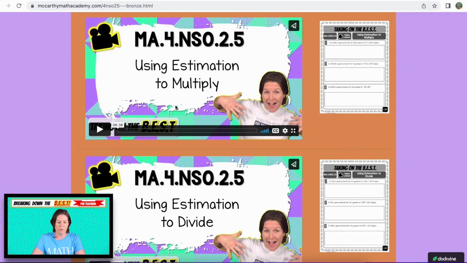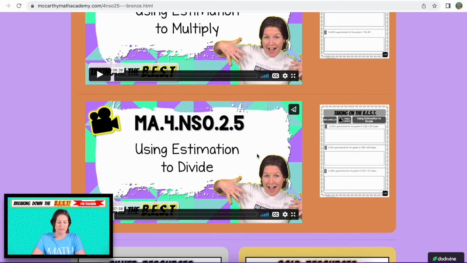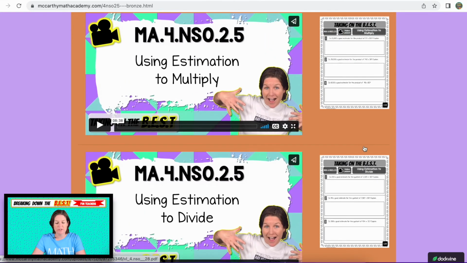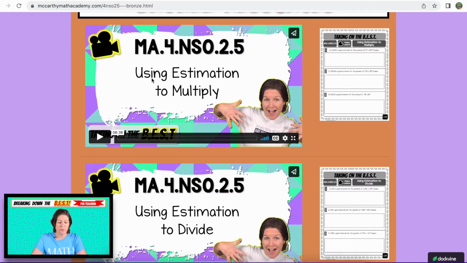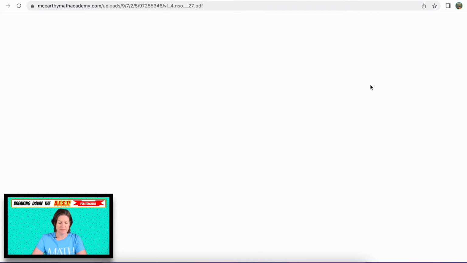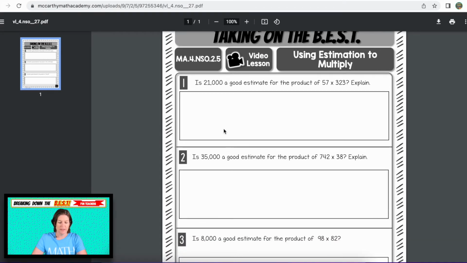So we have one video lesson and a printable student guide to go with it, and another video lesson and a printable guide. So with your bronze resources, you have access to the video lessons and the printables that go with those video lessons. Right here it says using estimation to multiply. Let's click on the printable so you can see. And you can tell it's a video lesson by the icon right there.